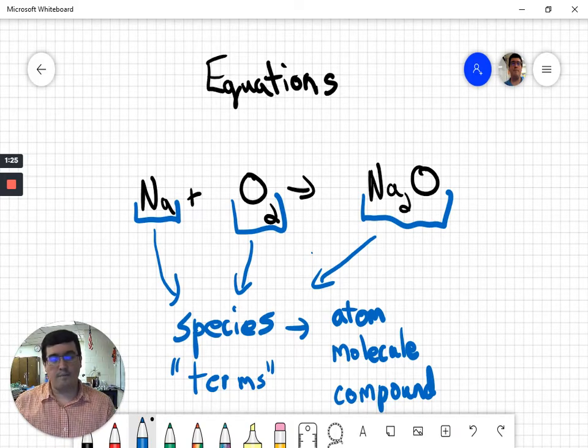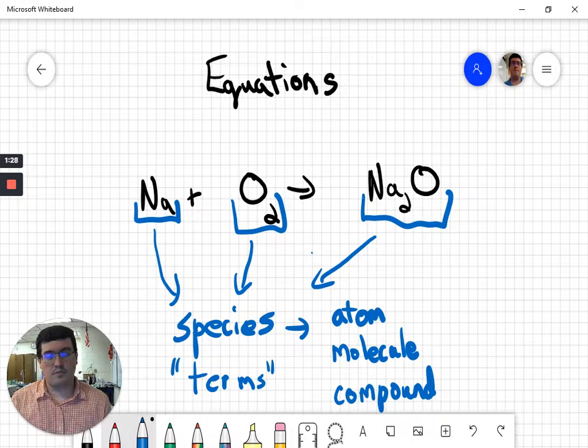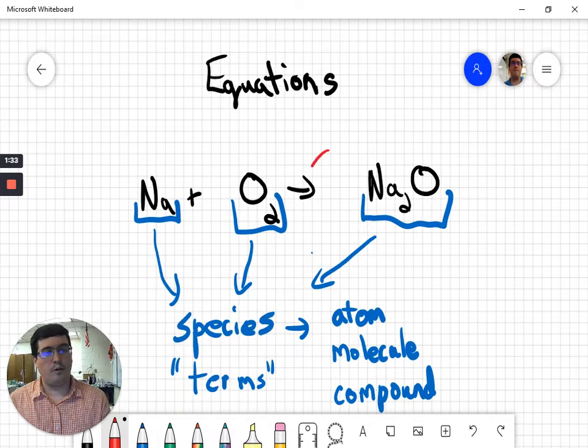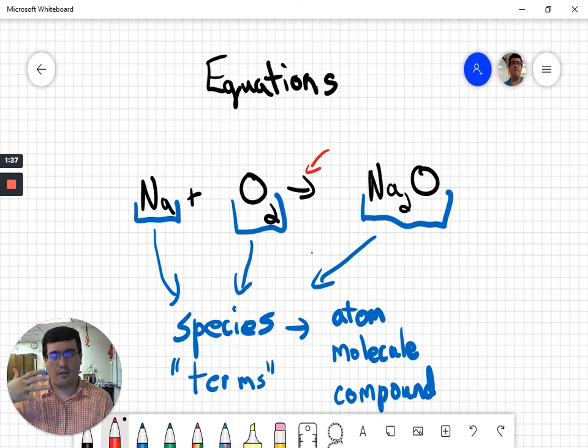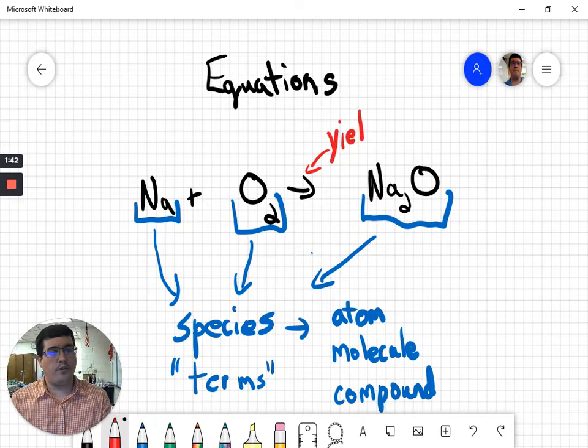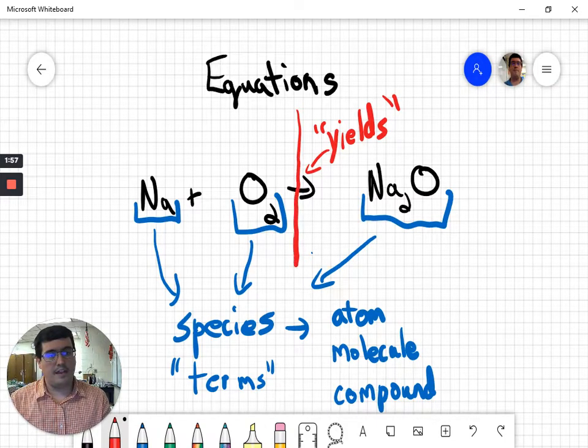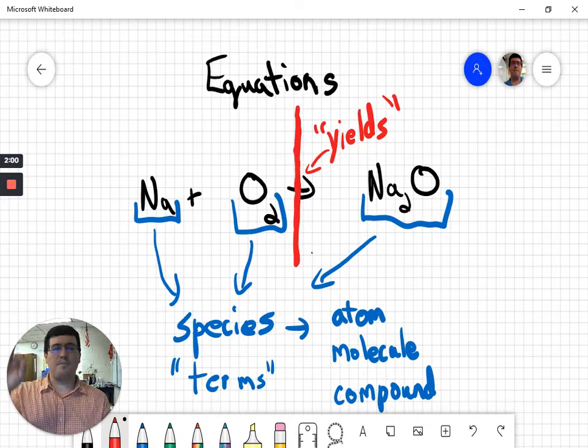The next most important thing, and some of you may remember this from a previous science class, is this arrow right here in the middle. This arrow is very special. You hear people come up with all sorts of weird names for it, but that is the yields arrow. Whenever you're reading this, you might read it Na plus O2 yields Na2O. That's just how we call it. That arrow is very special because it divides things in half. It divides it perfectly in half, right? No, sort of, kind of, not really.